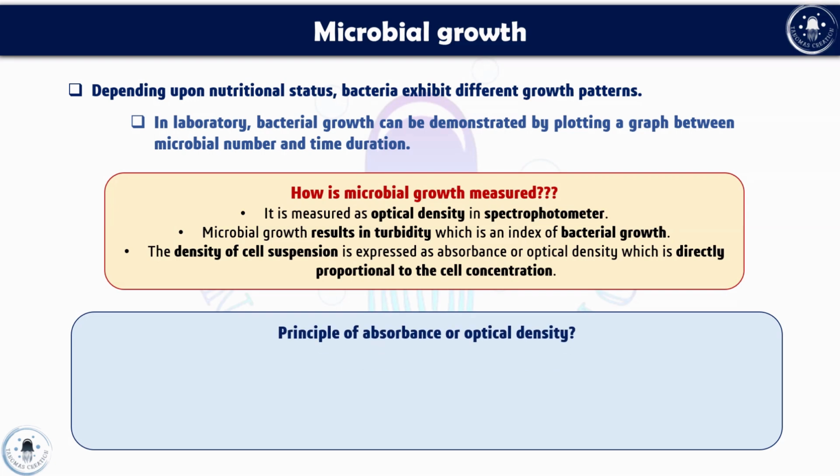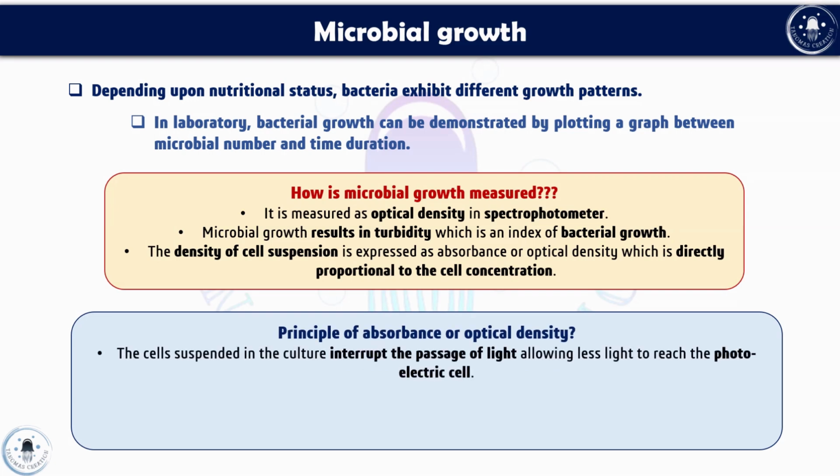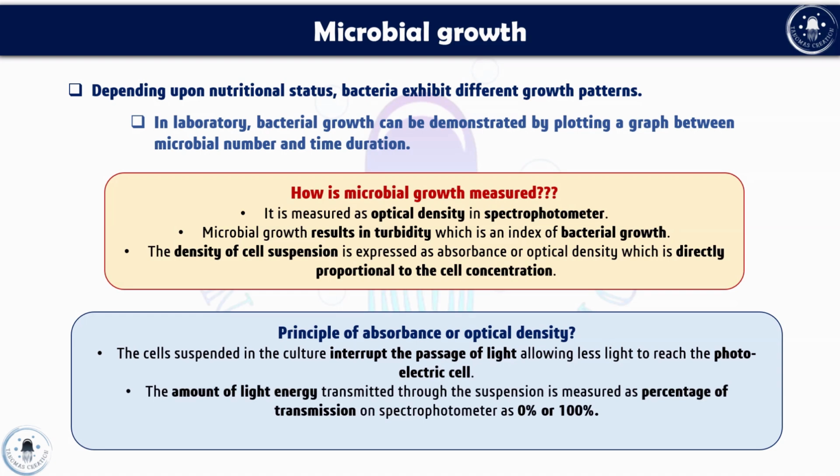Now, what is the principle of the absorbance or optical density? The cells that are suspended in the culture interrupt the passage of the light. Now, if you see the structure of a spectrophotometer, you will find there's a light, and there's a detector which detects the light that passes through these cells, and it will give you the optical density, right? So the cells suspended in the culture interrupt the passage of the light, allowing less light to reach the photoelectric cell. The amount of light energy that gets transmitted through the suspension is measured as a percentage of transmission or as optical density.